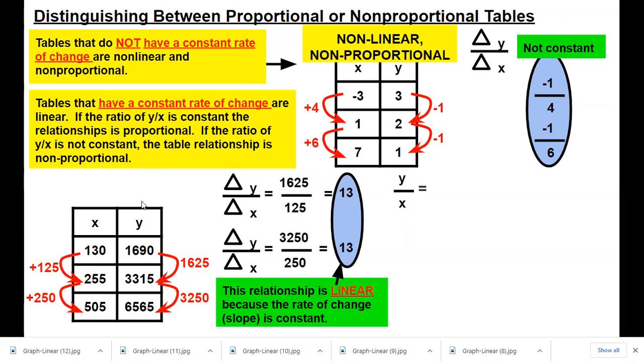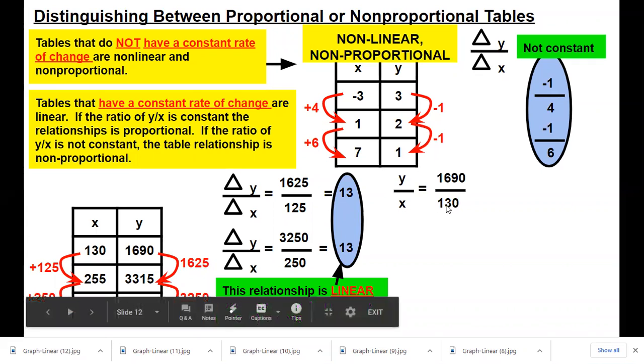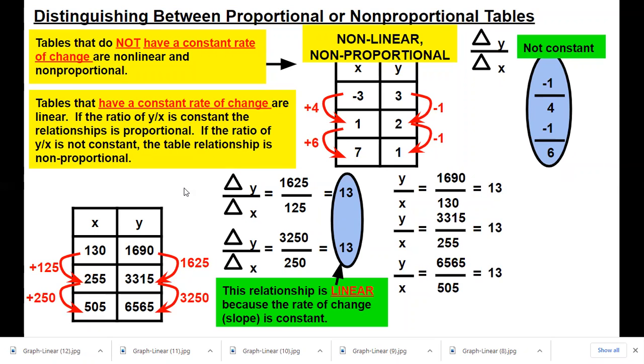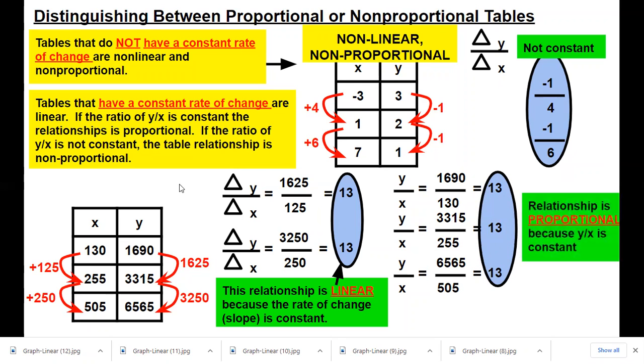Let's test these. So we have 1690 over 130 based on the table. Use our calculator, that comes out to 13. Do it again for the next set of points. 3315 divided by 255, that comes out to 13. And finally, 65 divided by 505, and that gives us 13. Okay, they're all the same number. So that means that the relationship is proportional because y over x is constant.